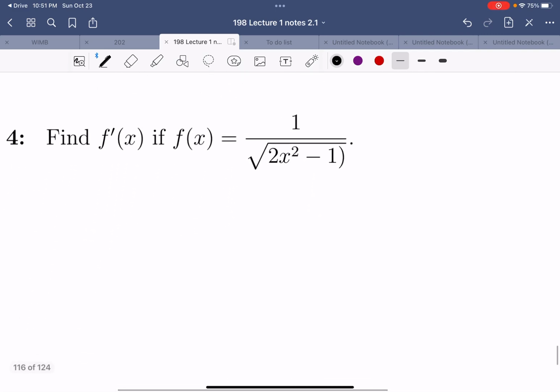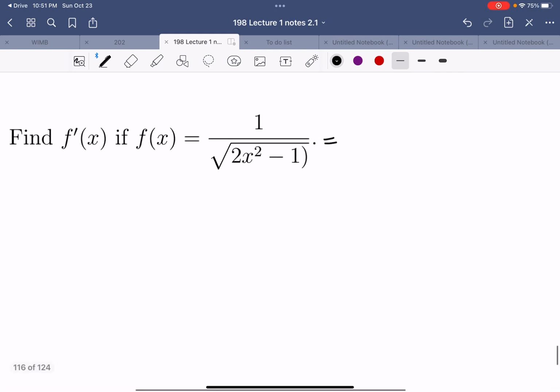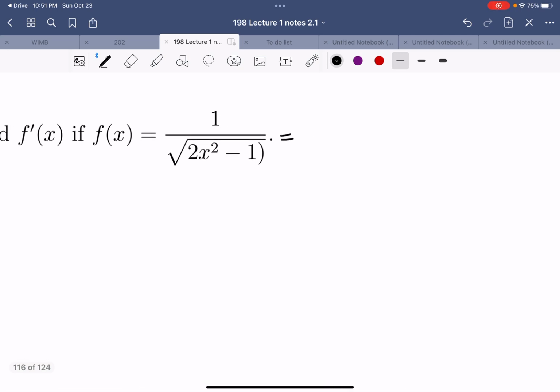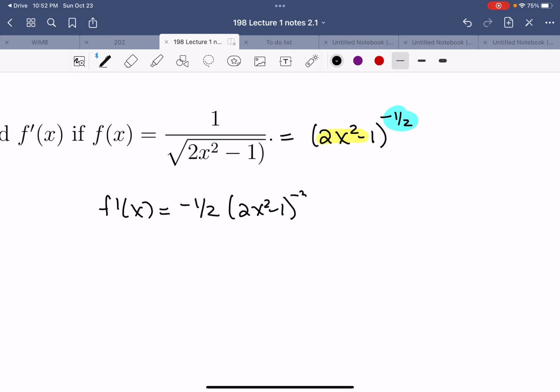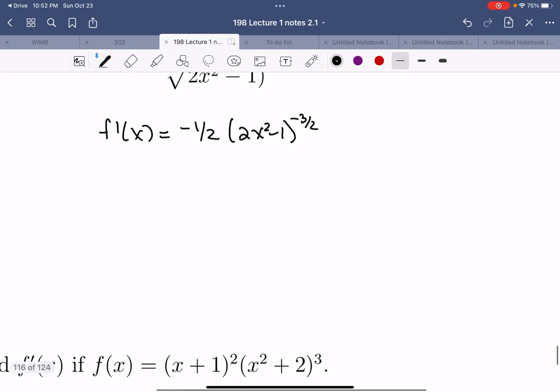All right, next we have 1 over the square root of 2x squared minus 1. First thing we're going to do here is we're going to rewrite this, right? So I have a square root, but it's in the denominator. So the 2x squared minus 1 is going to come up, and it's going to have a 1/2 power because of the square root and a negative power because it's in the denominator. Now I can recognize that I have an inside function and an outside function. So in order to take my derivative, I use good notation. I multiply by the power, leave the inside alone, and decrease the power by 1. Then I'm going to multiply by the derivative of the inside, which is the 4x.